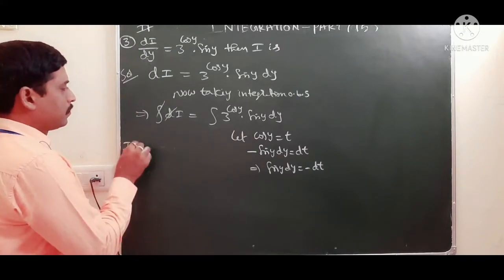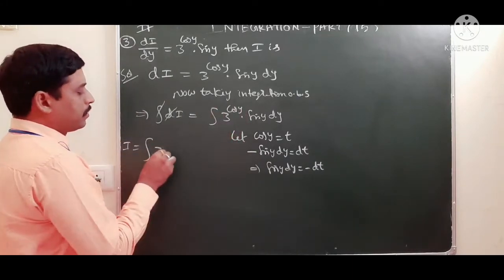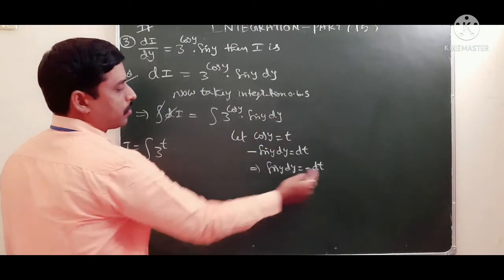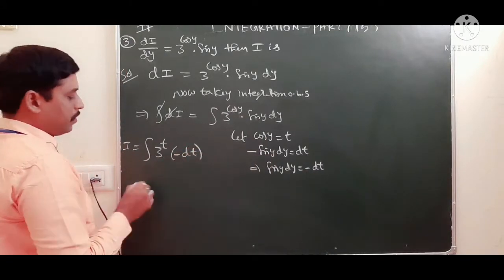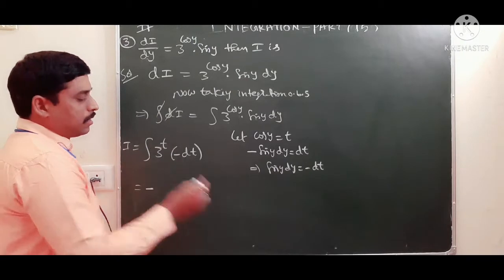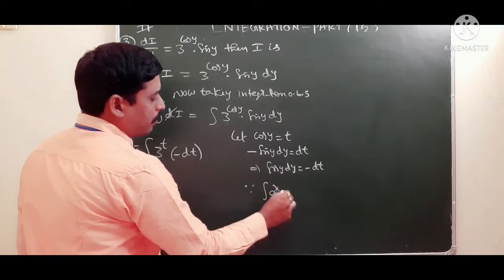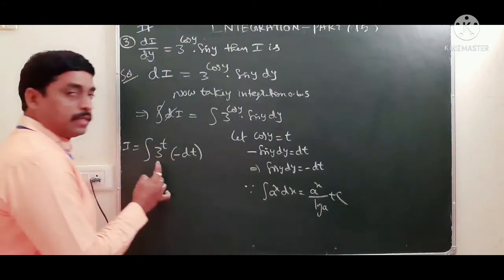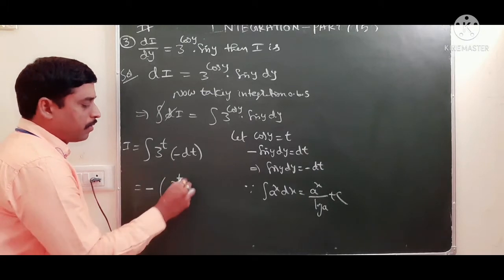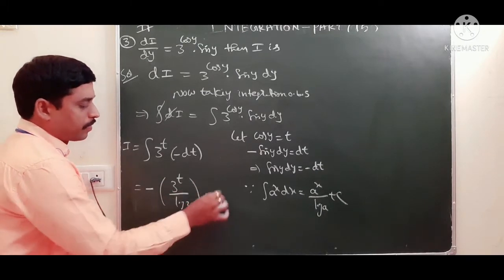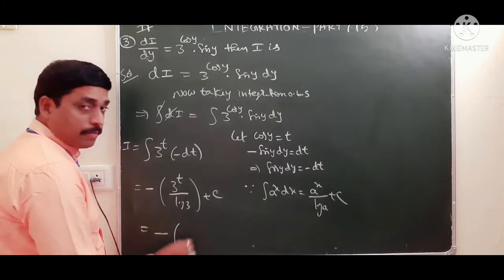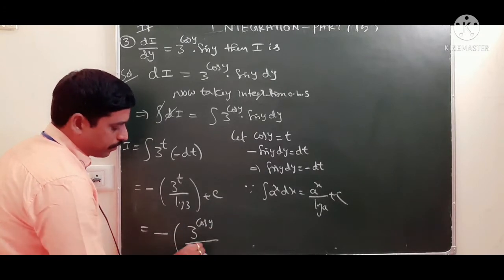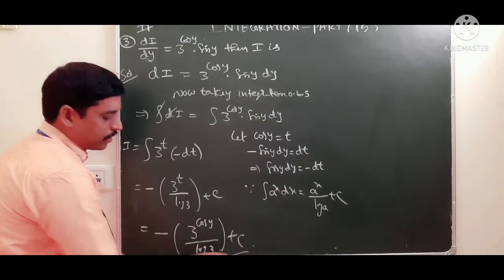So I is equal to integral 3 to the power, where cos y is replaced by t, so sin y dy is going to be minus dt. So minus 1 constant. We have the integral a power x formula: a to the power x by log a. In this, integral 3 to the power t, so this formula gives 3 power t by log 3 plus c. This will be minus, and in the place of t we should write cos y. This is the answer.